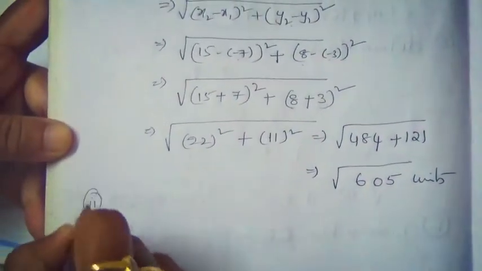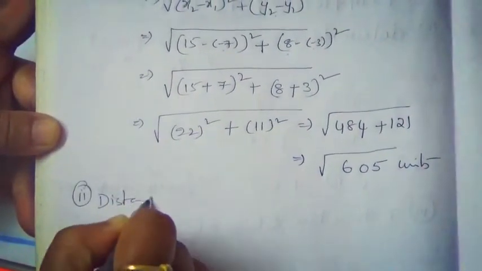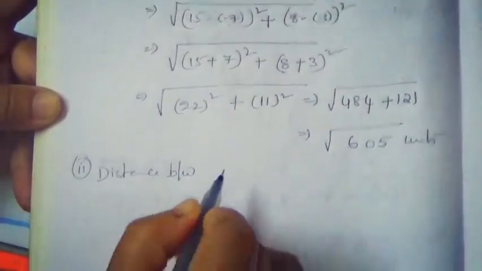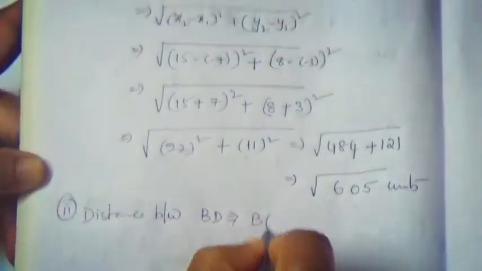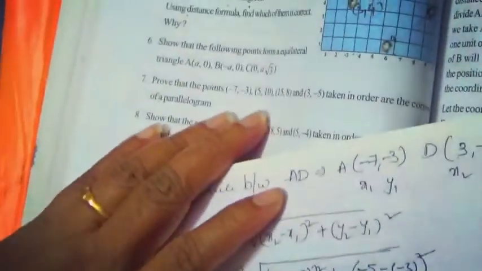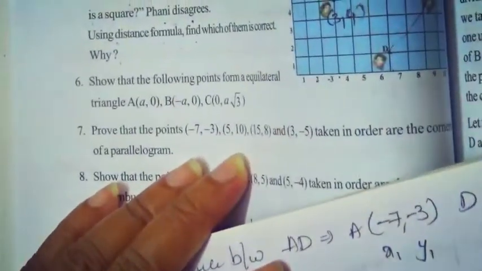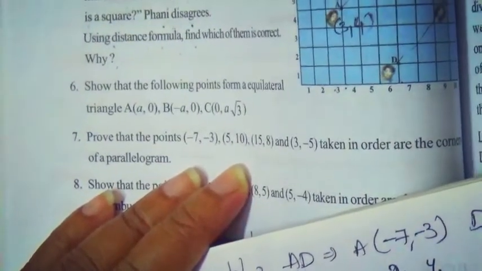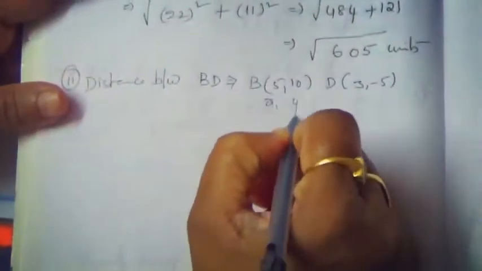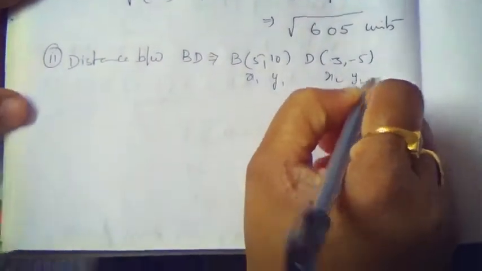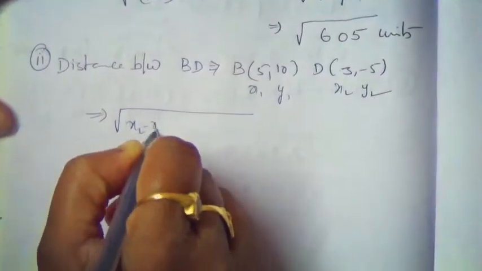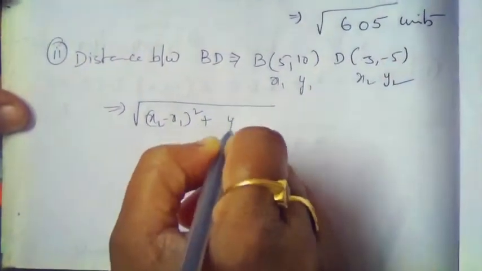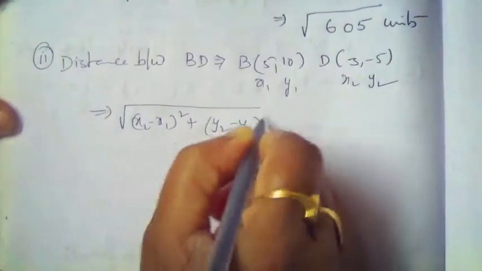What is the second diagonal? Distance between B and D. What are the B and D values? Okay, B value is 5, 10. D value is 3, minus 5. So let us take these values as x1, y1, x2, y2. What is the distance formula? Square root of x2 minus x1 whole square plus y2 minus y1 whole square.